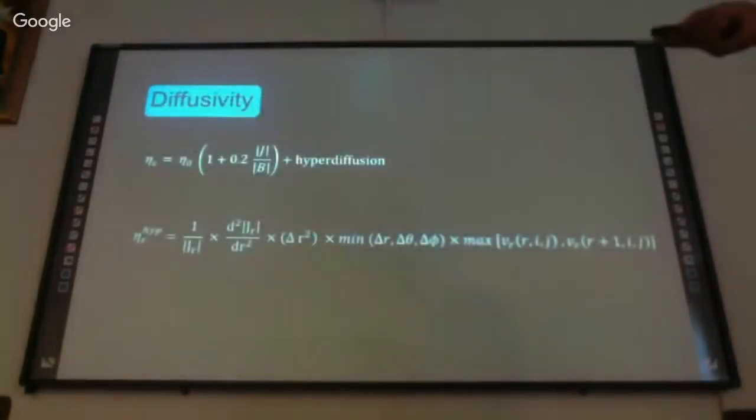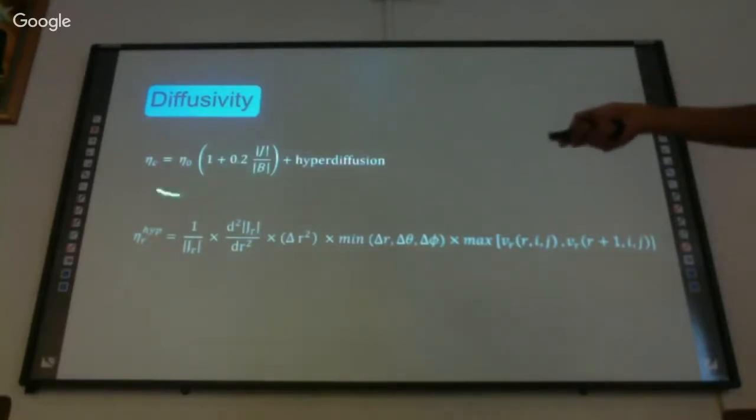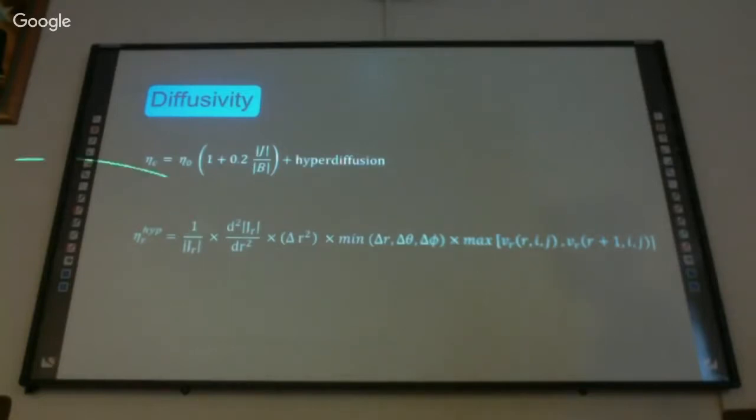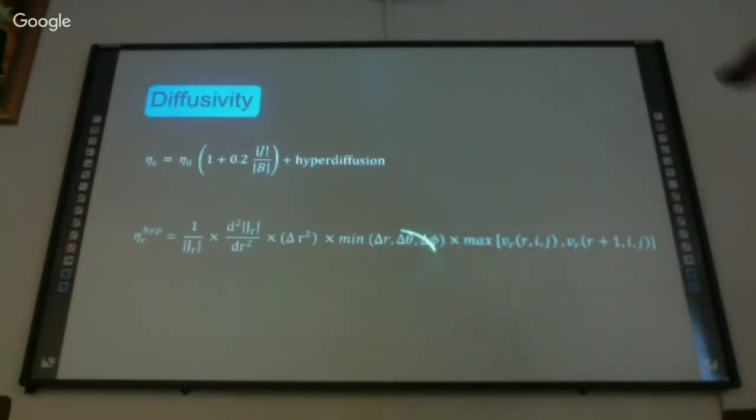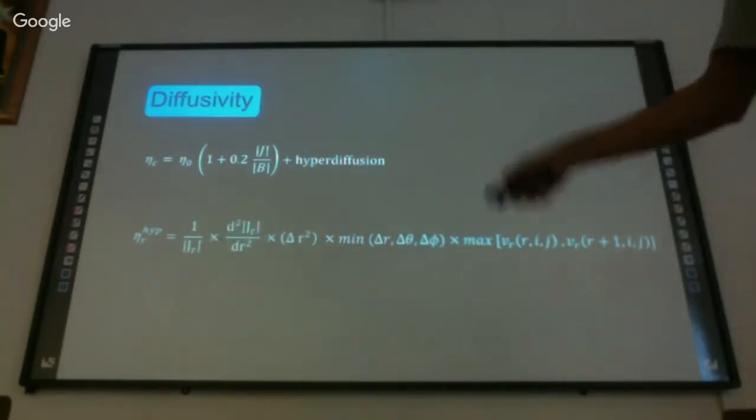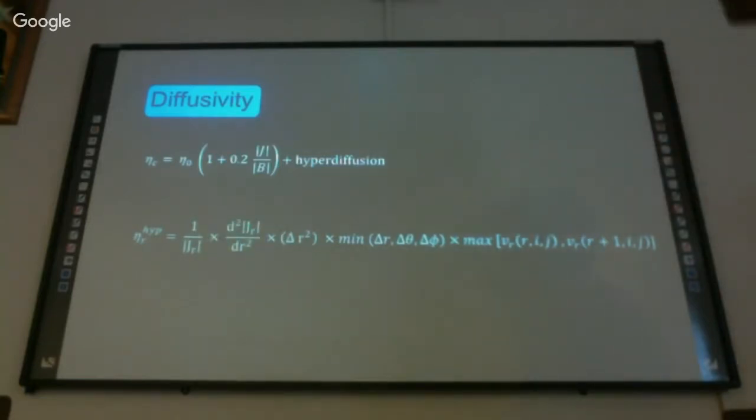So this is a diffusion term that we use. The diffusivity increases with the current. So when you have strong currents, to ensure that you do not have high velocities, you have to have high diffusivities to keep your code stable. And this is the hyperdiffusivity term. As you can see, this is proportional to the second derivative of the current, which means if you have sharp peaks in the current, the hyperdiffusivity term becomes active, and again it diffuses away the extra current.